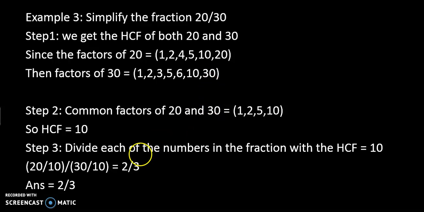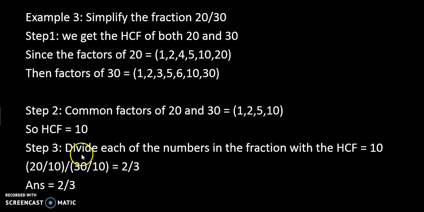Okay. Step 2. Identify the common factors of 20 and 30. The common factors of 20 and 30 are, if we look, 1 and 1, 2 and 2. I don't have 4. I have 5 and 5. I don't have 6. I have 10 and 10. So the common factors are these ones. Which number appears bigger than the rest? It is 10. So the HCF is 10.